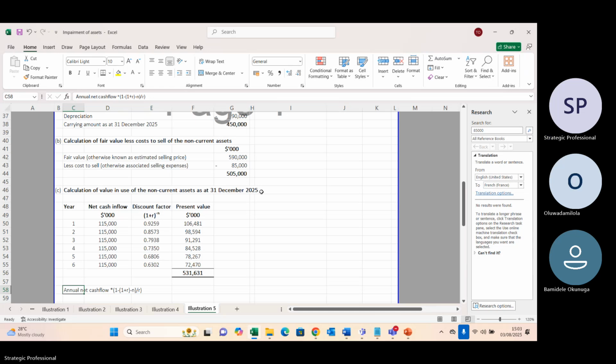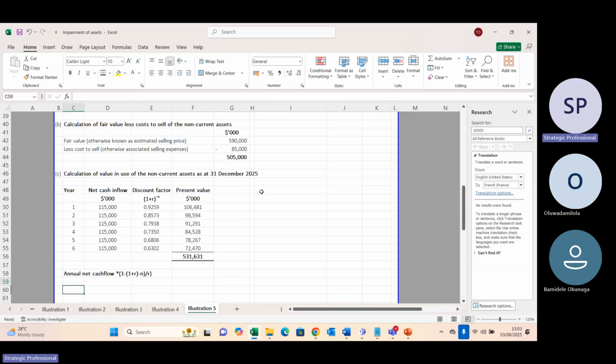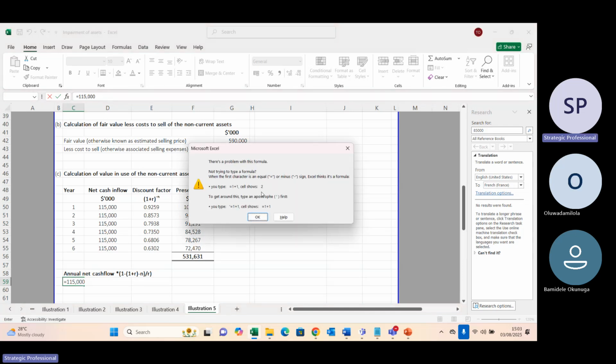So the formula is annual net cash flow. What's our annual net cash flow? It is 150 million every year. But I will need your help. You need to use a calculator.